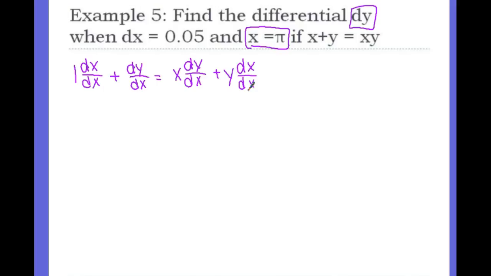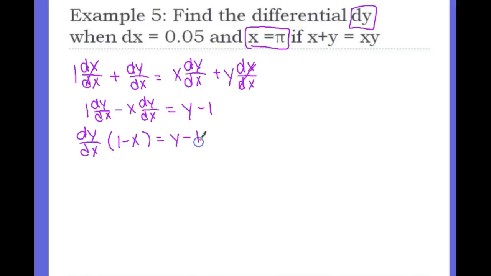Get dy/dx alone, because I have to isolate dy. So I'm going to subtract this x dy/dx over, and I'm going to move over my 1. So I end up with 1 dy/dx minus x dy/dx equals y minus 1, because I 1'd out my dx/dx's. GCF dy/dx, then divide by that other stuff.